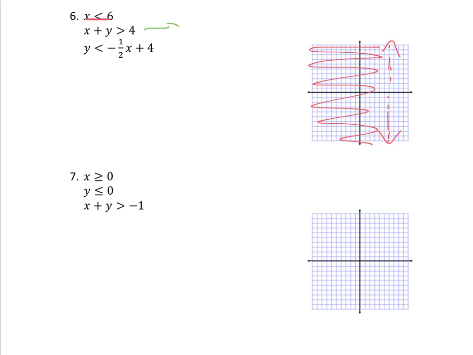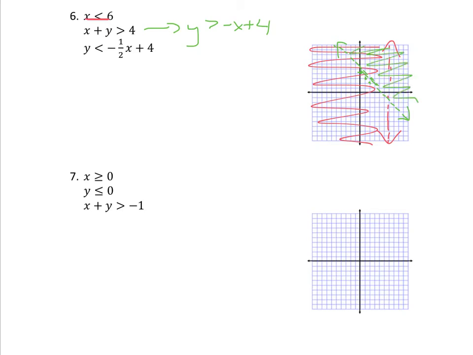Alright, x plus y is greater than 4 is the same as y is greater than negative x plus 4. Okay, to graph that one, I start up 4 and go down 1 to the right 1, or up 1 to the left 1. Once again, it's got to be a dotted line. Oh, that's off. It's a little bit off, but you can see the idea. Once again, you shade above that line because it's greater than. So shade all that stuff.